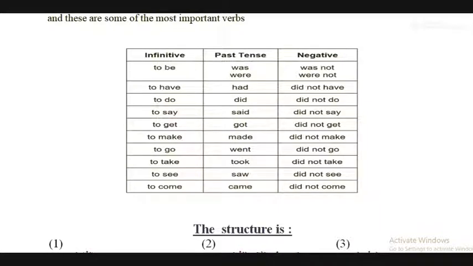The past tense of the verb to be: was and were. We use was with the singular subject: I was, he was, she was, it was, any singular noun. And we use were with the plural subject: we were, you were, they were, my friends were, any plural noun. Okay? And the verb to have in the past tense is had, do, did.